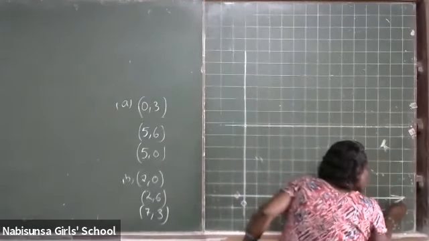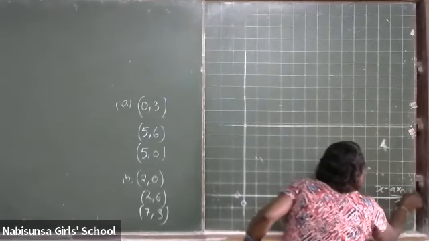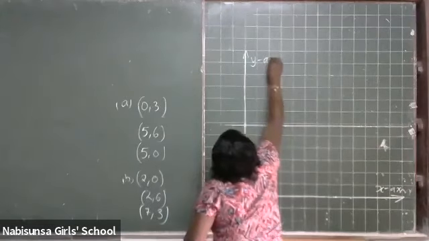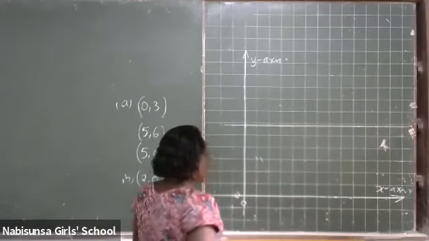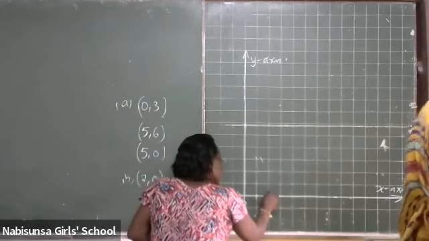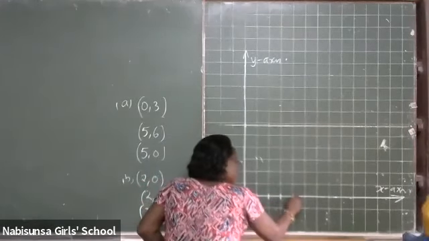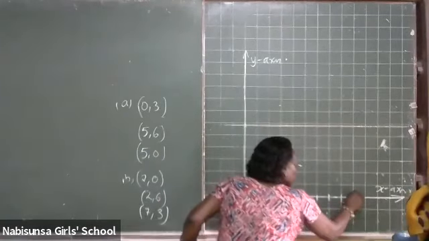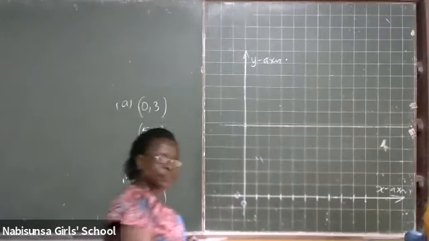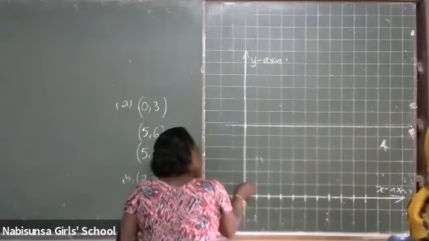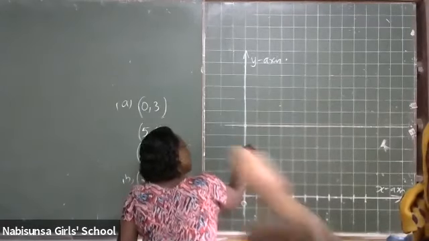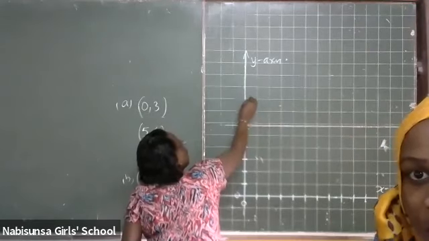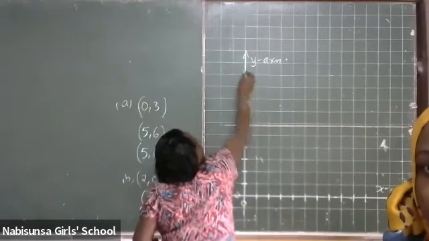The horizontal axis is our x-axis. The vertical is our y-axis. Okay, you got it. We are having 1, 2, 3, 4, 5, 6, 7, 8, 9. We can stop at 10. Then we have 1, 2, 3, 4, 5, 6, 7, 8, 9. We can stop at 10.